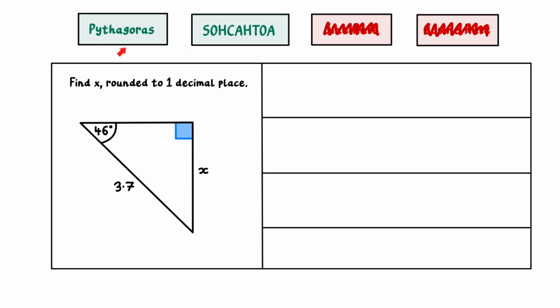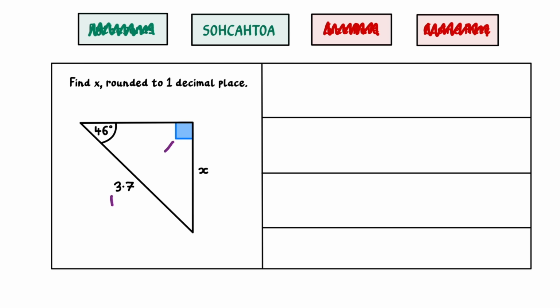Pythagoras' theorem involves all three sides of the triangle, but we only have two of the three sides labelled, so this won't be an option. By process of elimination, we'll want to use SOHCAHTOA. There's three ratios to choose from in this method: sine, cos and tan. To figure out which one to use, we should label the sides of our diagram.